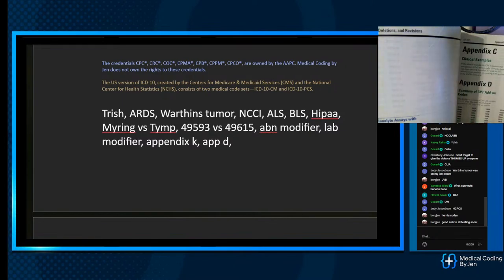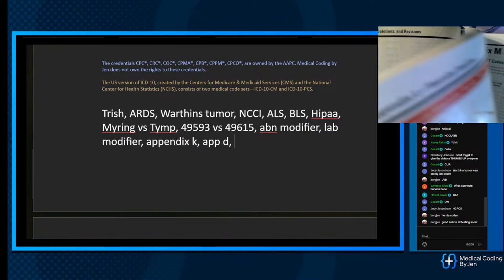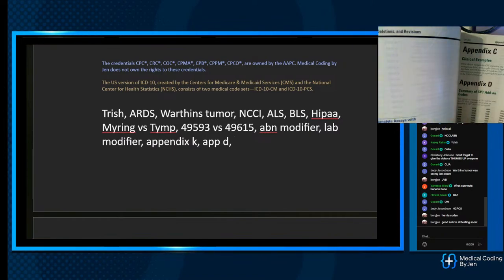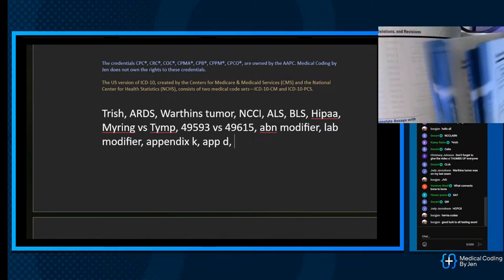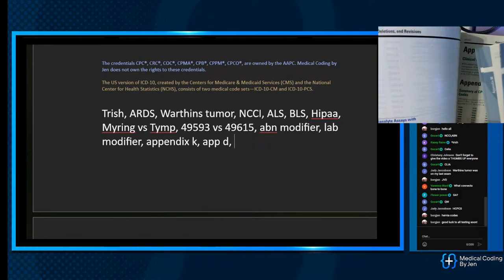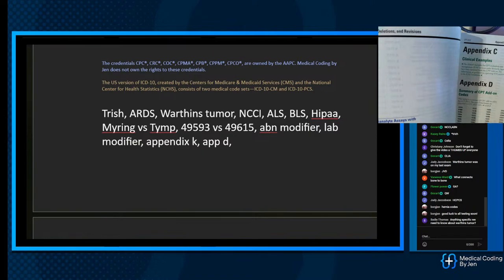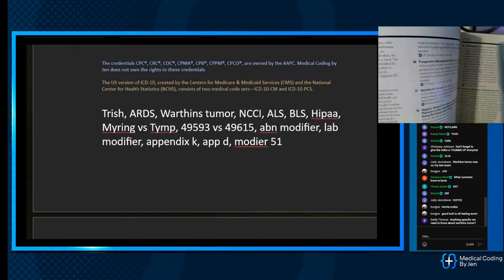And is there anything else? Those are the resequenced, crosswalk. Those are handy. Which one? There's an appendix back here for which one is modifier 51 excluded or 50 something excluded. Which appendix is that one, guys? Where is that appendix?